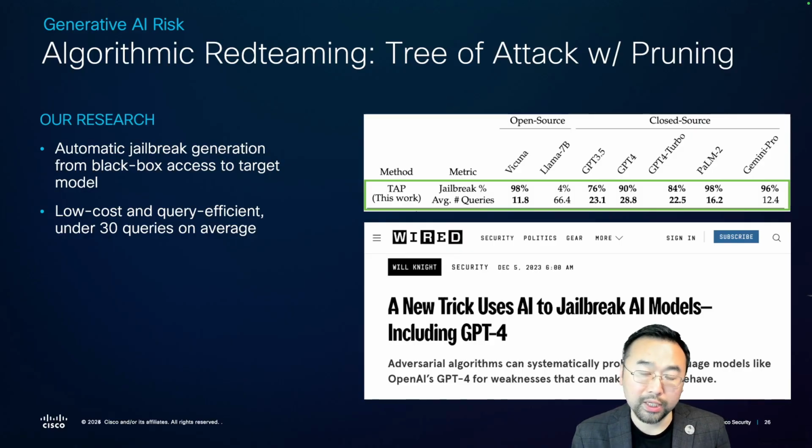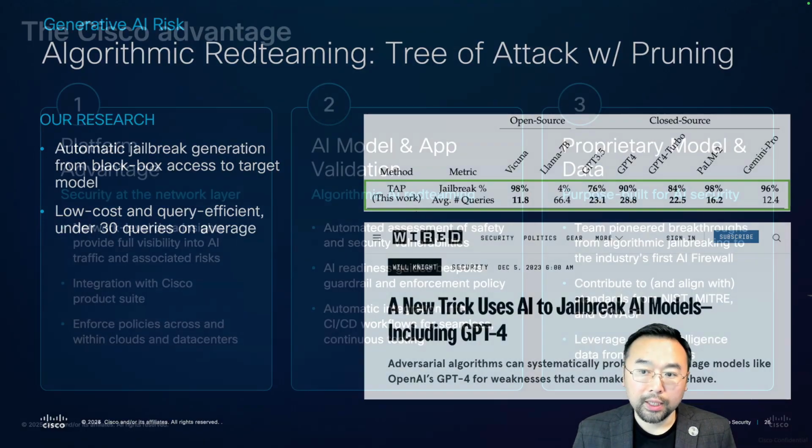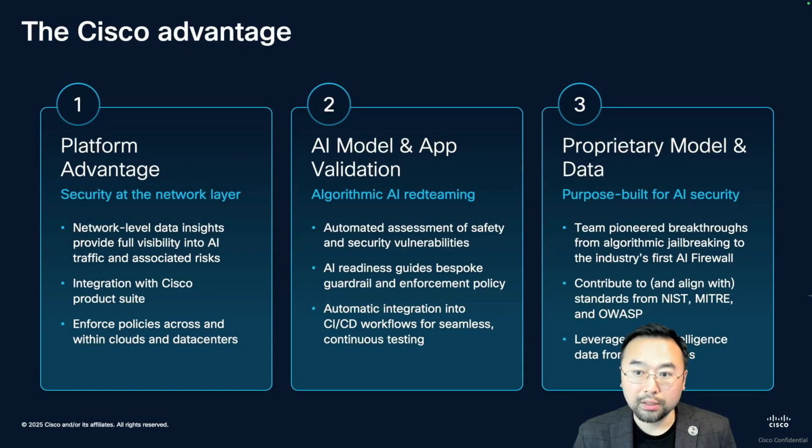It will take less than 30 queries on average to jailbreak a model, and it costs a lot less than trying to do this manually. And just to summarize, we have the platform to properly identify all of the AI assets, monitor for potential malicious behavior, and then proactively validate all of these models, test them for vulnerabilities, and constantly test them.